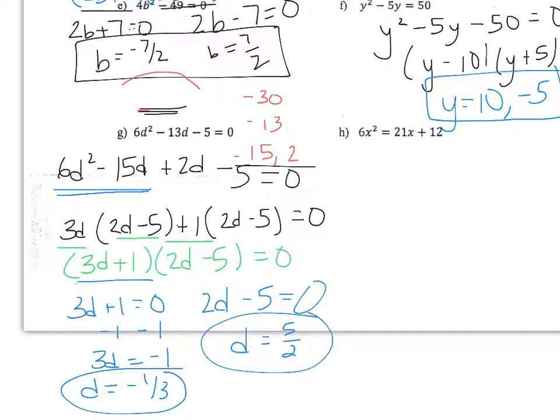So letter H, I need to get one side equal to 0. So I want to get that leading coefficient to be positive. So it's going to be 6x squared minus 21x minus 12 equals 0. Then I can actually factor out a greatest common factor of 3 out of everything. Oops, I don't know why I wrote 4. Looking ahead, this should be a 7.